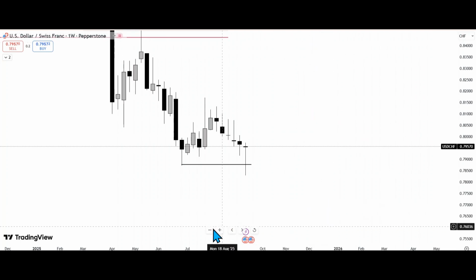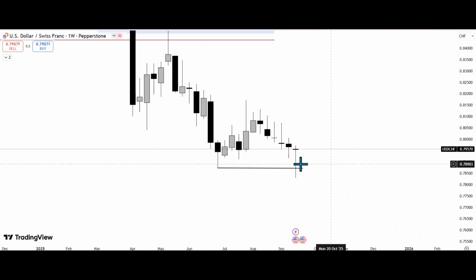USDCHF and DXY, they are positively correlated. Again, we've been watching these sell side liquidities, and finally this week price tagged this liquidity, and also we got this rejection week here. Due to that, I'm anticipating that we're more likely to go for some liquidities before we even think of continuing with the bearish move.